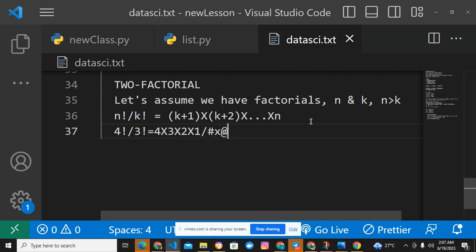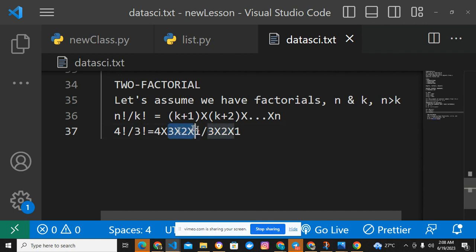3 times 2, sorry, excuse me, 3 times 2 times what? 1. You understand? So if we have this, let's assume we want to cut it. You agree with me that this one means what? 3 times 2 times 1 is 6.